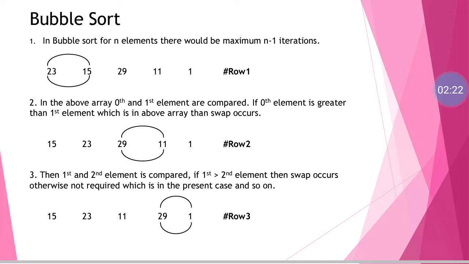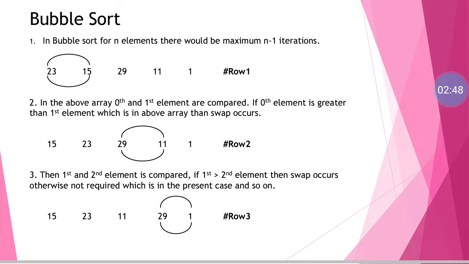And then in row 2, after the 0th and first elements, the second element will be compared, that is 23 and 29 will be compared. But I hope you can understand there is no need of swapping, so it will come to the second and third elements, that is 29 and 11 in row 2. So obviously 29 is greater, so it needs swapping. So 11 will come to second position and 29 will come to third position.